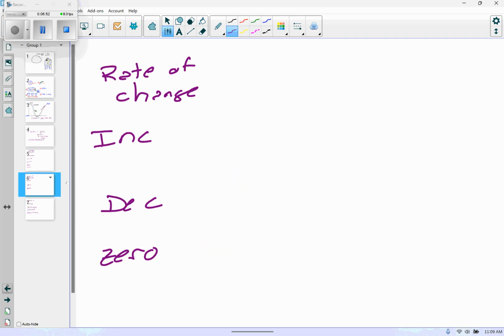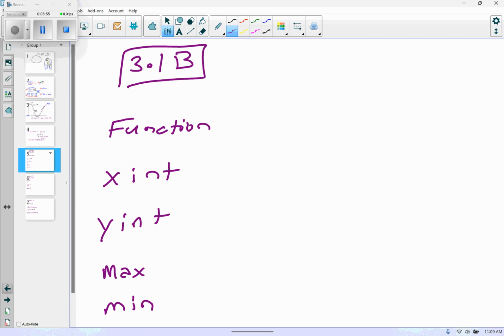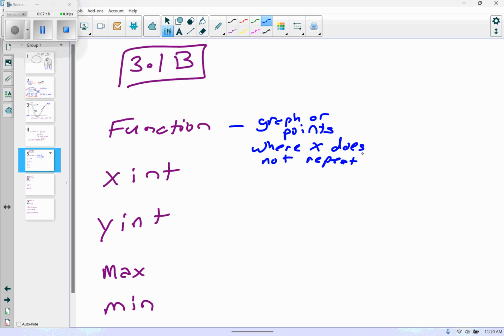All right, let's go through some of these definitions. So this is on 3.1b. Definition of a function: graph or points where x does not repeat. Okay, so if you made a picture, any of these could be a function, because the x value doesn't repeat.